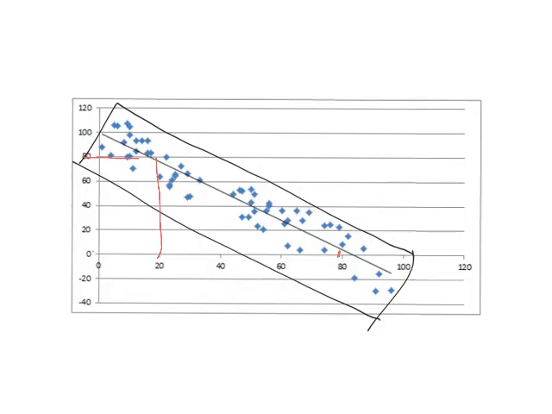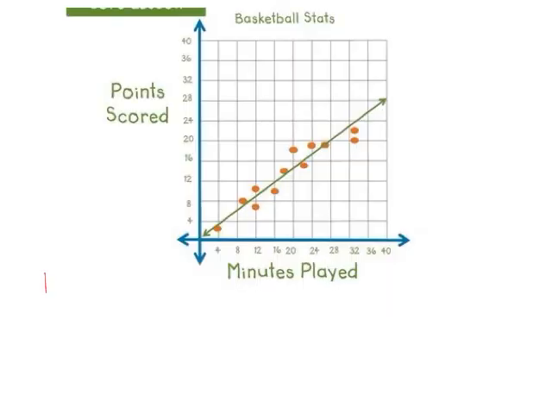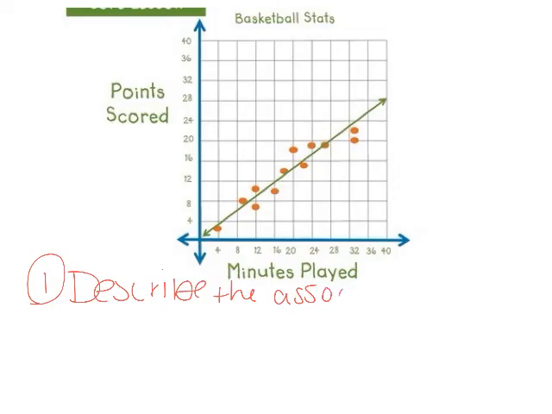So I'm going to have you try to make a couple predictions on this next graph. All right, so first thing, describe the association. Okay, so as the minutes are played in basketball, how does the number of points change? As the number of minutes played changes, how does the number of points scored change? Is it linear? Is it nonlinear? Is it positive? Is it negative? As the minutes increases, do the points increase or do the points decrease?